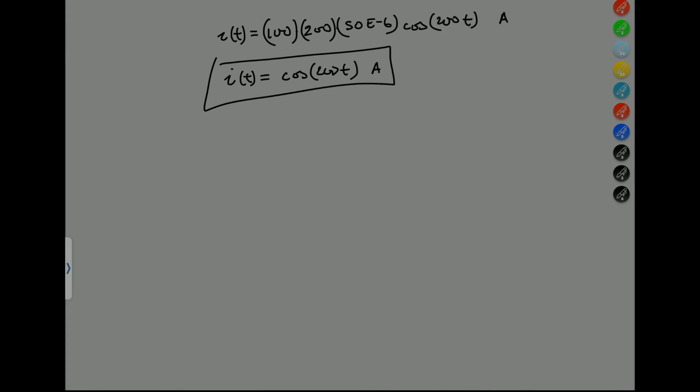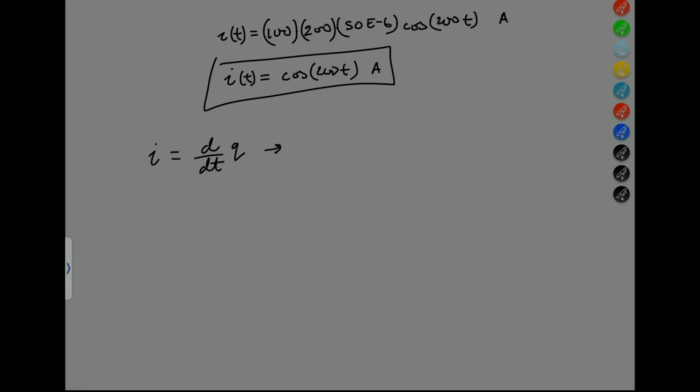Since our current is defined as the rate of change of charge, we can write I is equal to the rate of change, with respect to time, of charge, which is Q. Charge is measured in coulombs, not the current, so let's just erase that.